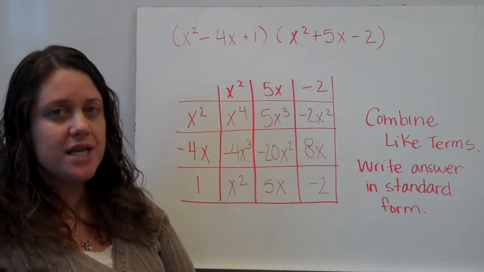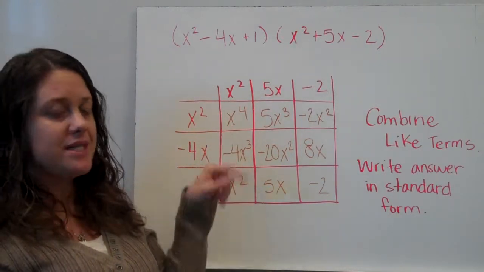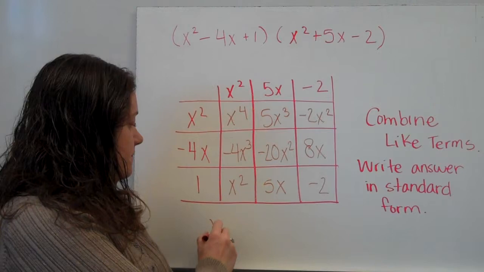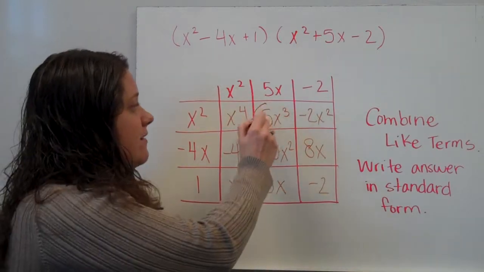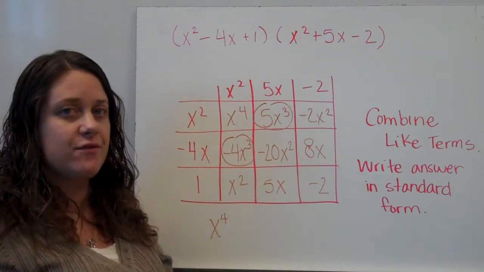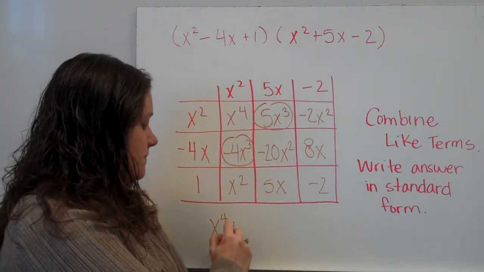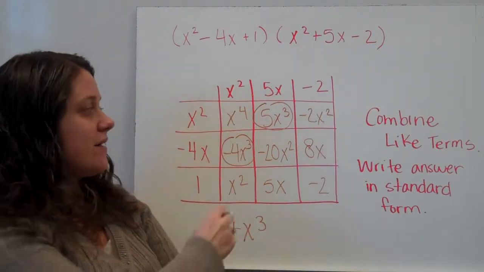Alright, so my chart's filled in. Now I'm going to write it in standard form. So I see my highest term is x to the 4th. Then I do all of my thirds, so I have those 2. So a positive 5 and a negative 4, that's just 1. Alright, then I look for all my x squared, and they are right here.